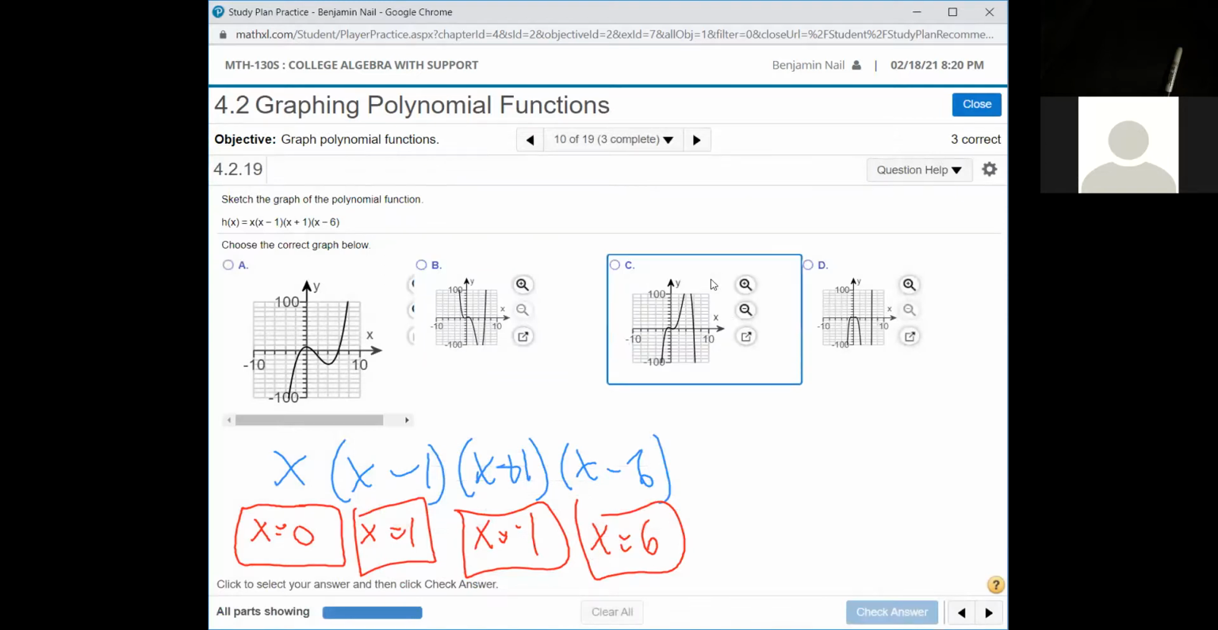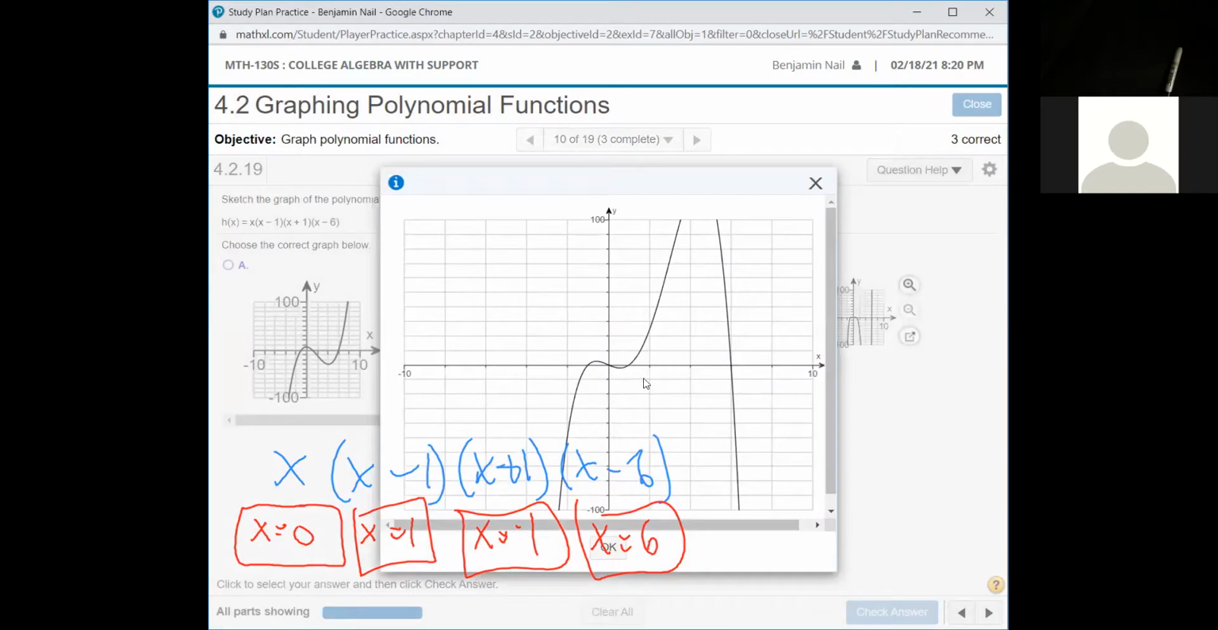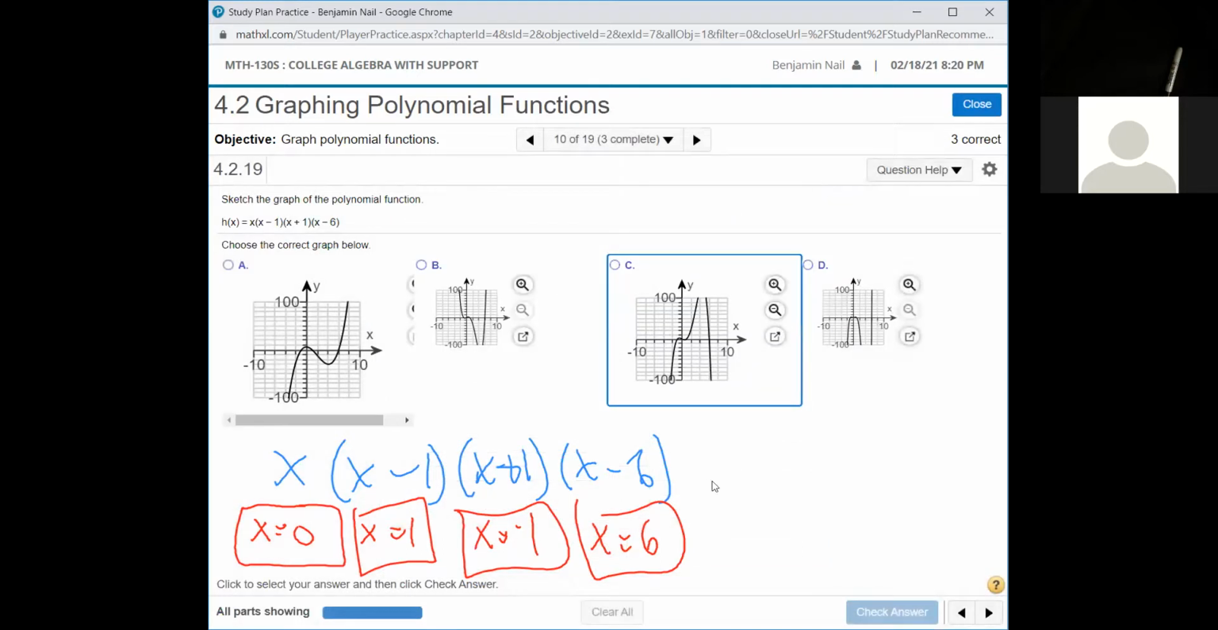If we were to zoom in on C here, if I blow this one up, okay, looks like we've got negative 1, 0, positive 1, and 6, but my end behaviors are going in the wrong direction. So this one actually has the right zeros, but you do have to understand that your end behavior is going the wrong way. But B is the one that has the correct end behavior and has the correct zeros.